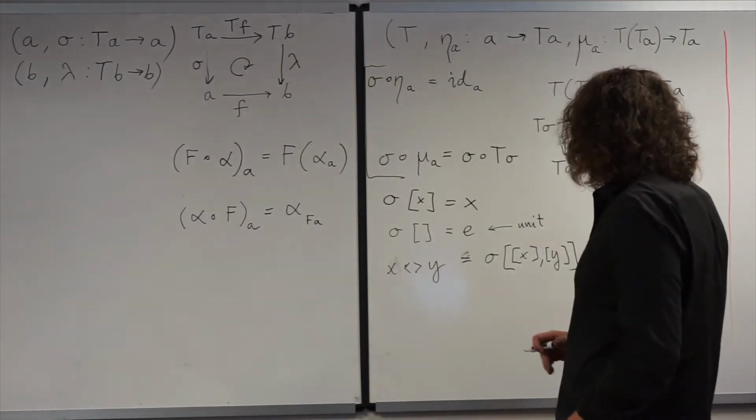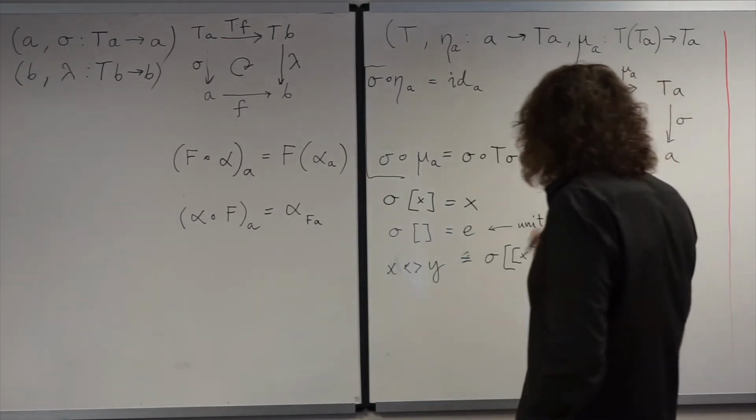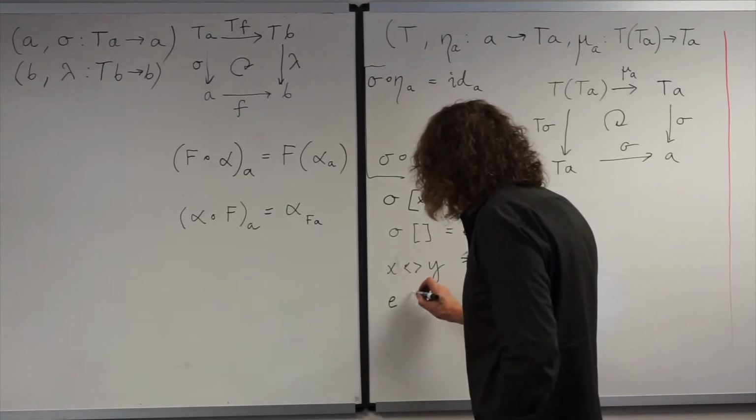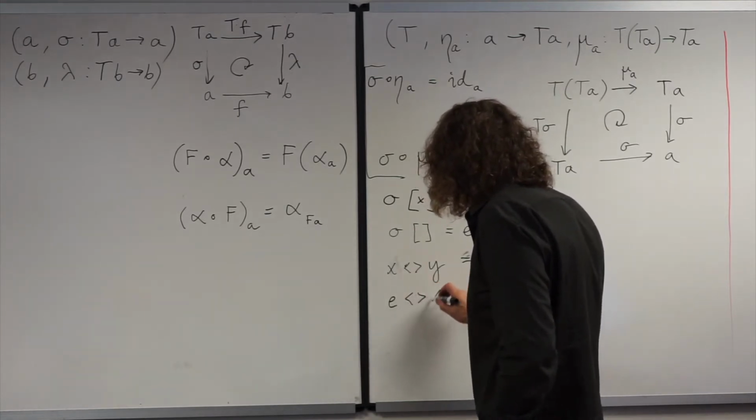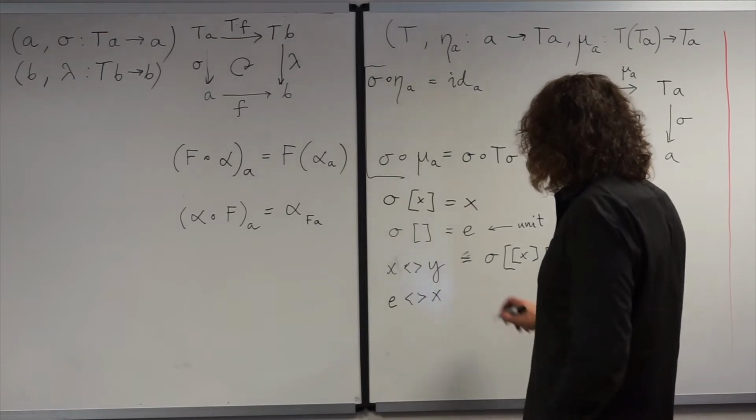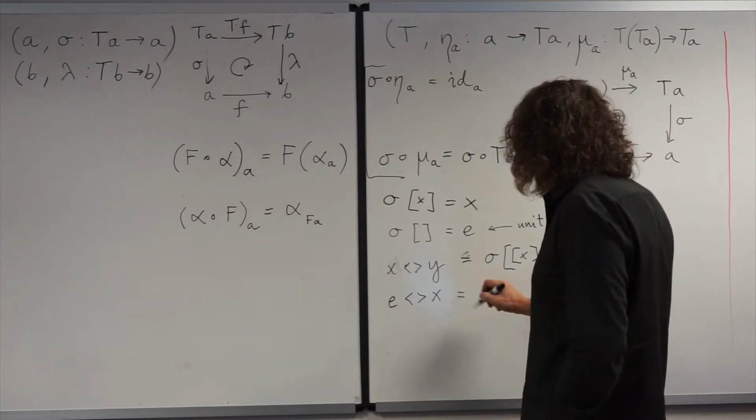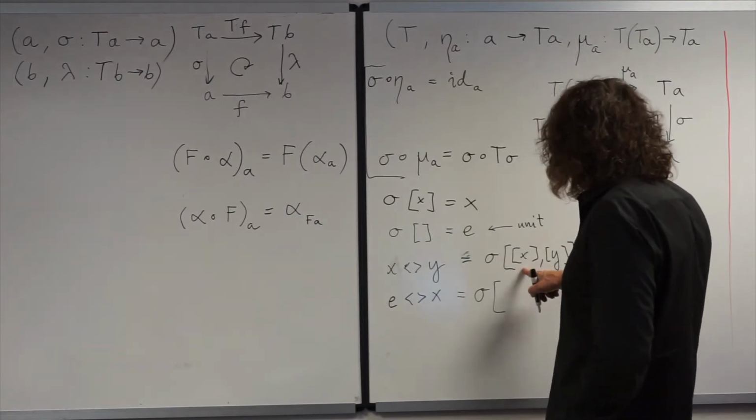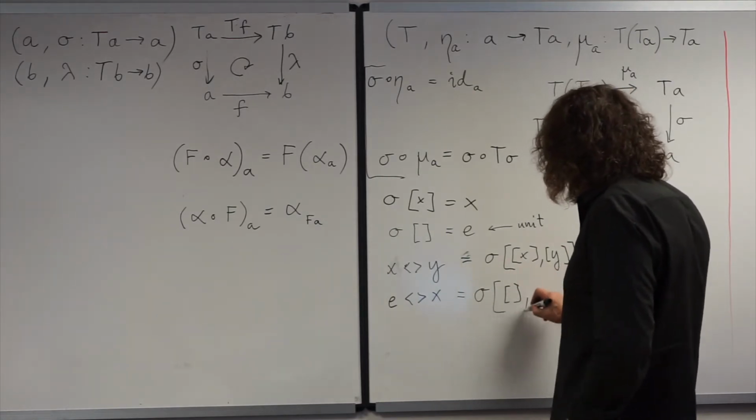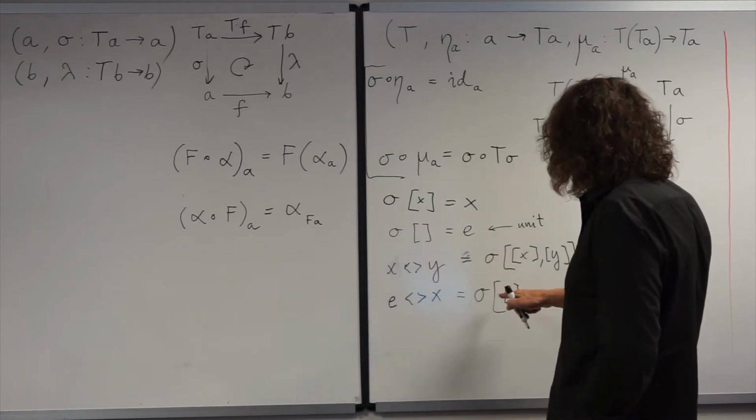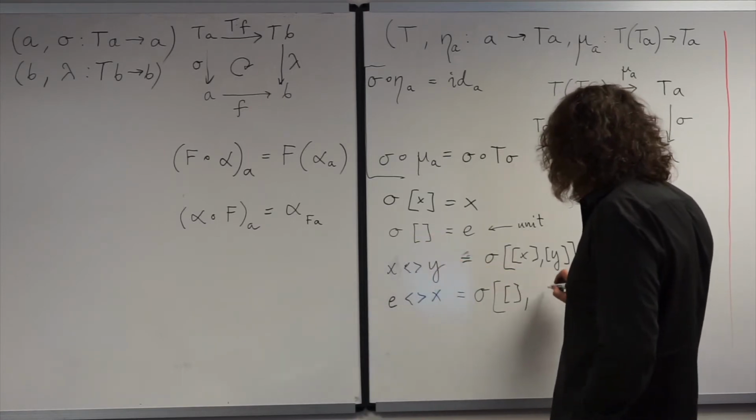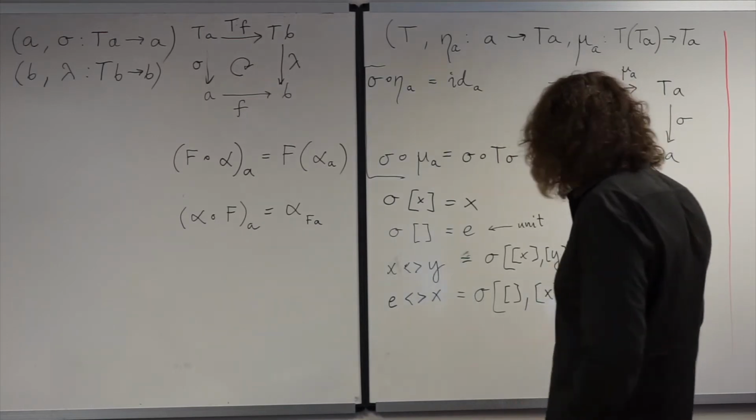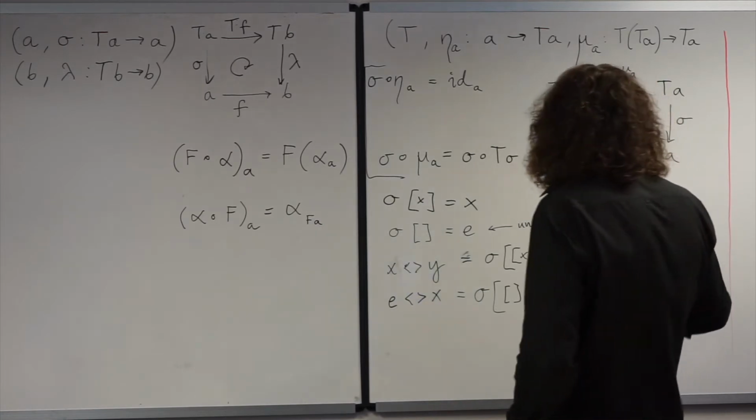Now let's check the unit law, right? So a unit law would say, let's say left unit law, E times x must be equal to x, right? So what's E times x? Well, it's sigma, and what is E? E is an empty list, right? Sigma on an empty list, right? And x is a singleton list, right?